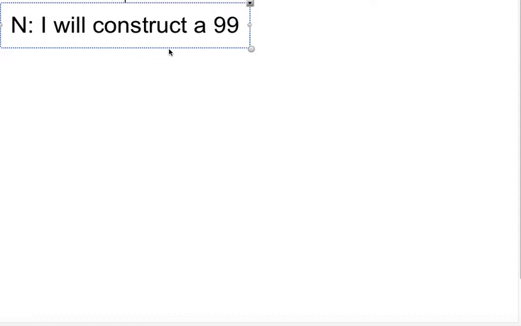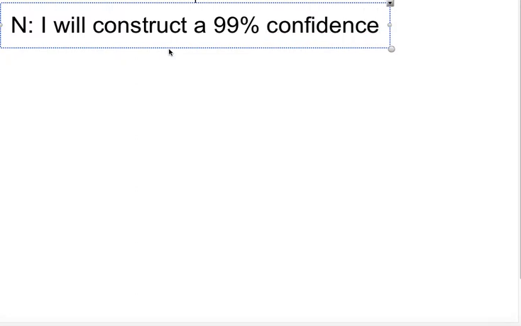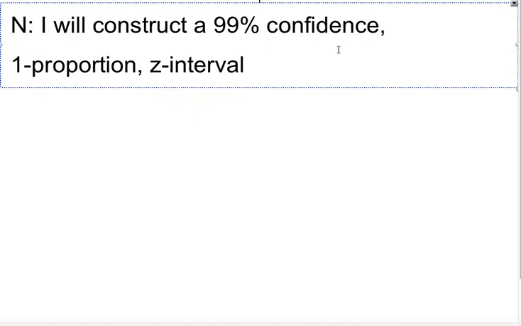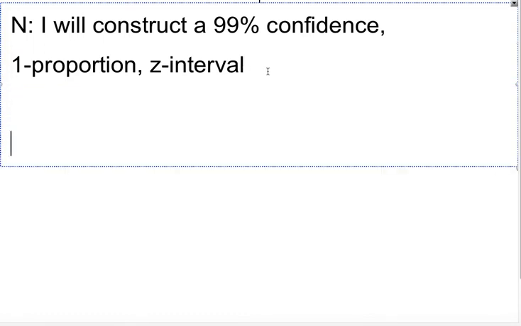So I will construct what percent. What did it say in the problem? Go back and look if you need to. It said 99% confidence, and then it was a 1 proportion z interval. Remember how we use z star in our formula? It's a z interval.